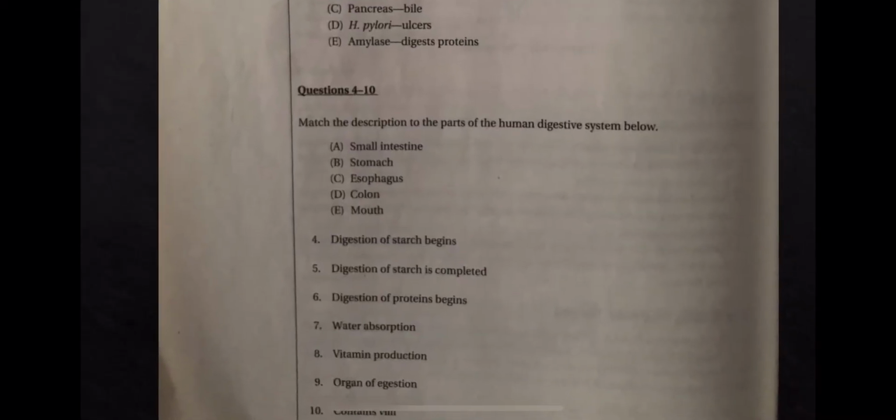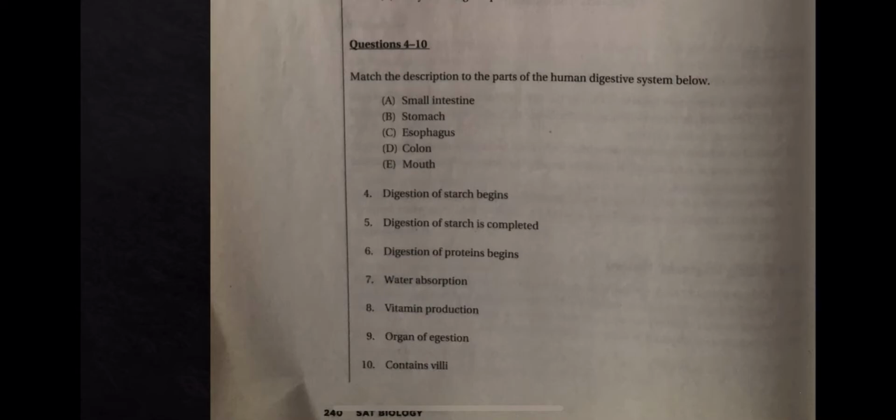Questions 4 to 10. Digestion of starch begins where? E, in the mouth. Very good. Digestion of starch is completed, the final stage in the digestion of carbohydrates or starch. Question number 5, A, in the small intestine.